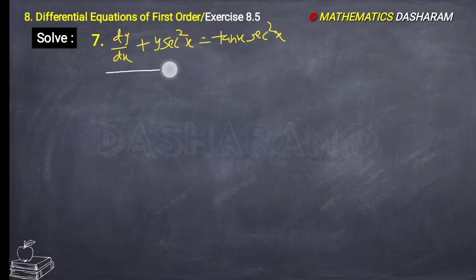Seventh question, dy by dx plus y into secant square x equals tan x into secant square x. So let's compare with the standard form.